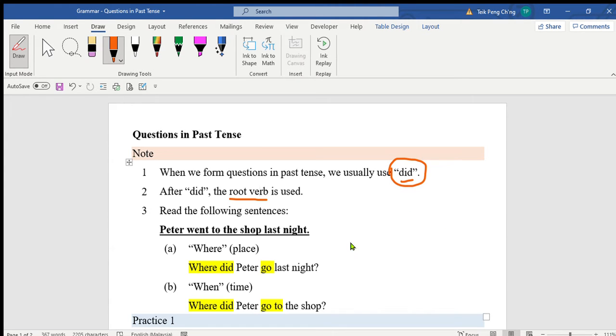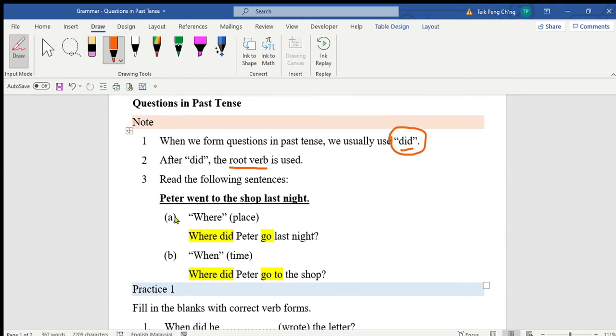Okay, now let's read the following sentences. Peter went to the shop last night. Okay, so this is the declarative sentence, the statement. Okay, now we want to form a question with where. Okay, we want to use the word where to form a question. Okay, so where is about place, right? So you should say, where did Peter go last night? Okay, now pay attention to went to and go.